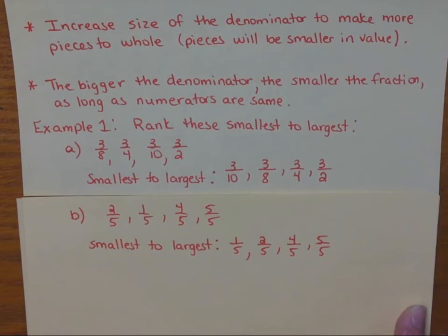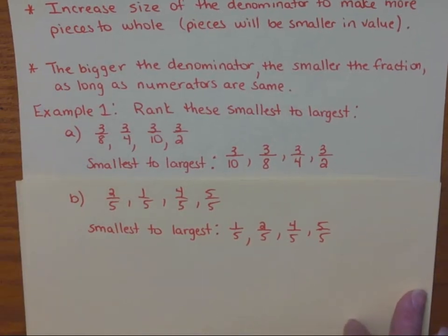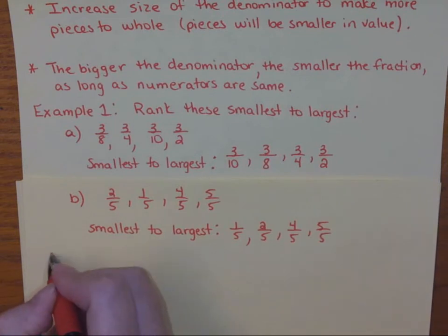So if we have the numerators the same or the denominators the same, it's relatively easy to rank these from smallest to largest. But admittedly, that's not going to happen a whole lot.